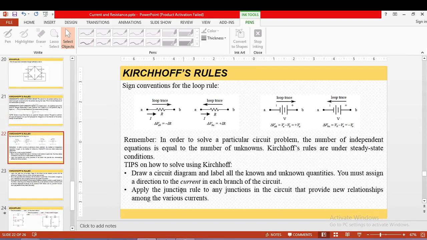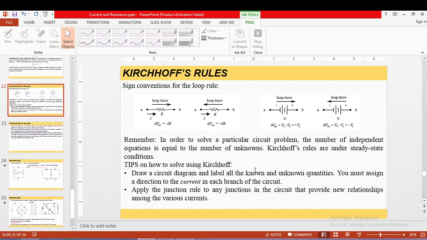So first, you have to draw a circuit diagram, of course, always, and label all the known and unknown quantities. Okay, so you have to take note what is the known and unknown so that you will know beforehand kung pila ang independent equations na imong kailangan. Okay, and then if wala gani ga-assign og direction sa current in each branch of the circuit, then you need to assign a direction yourself.